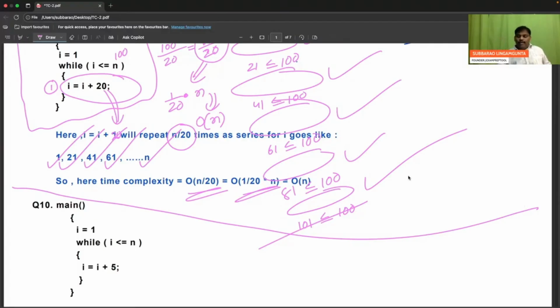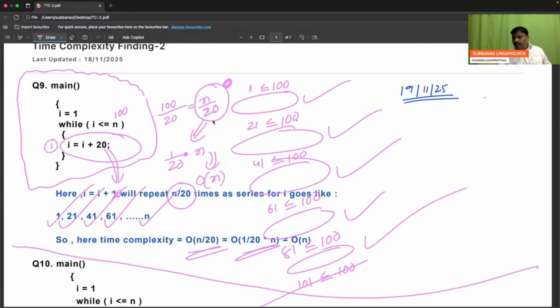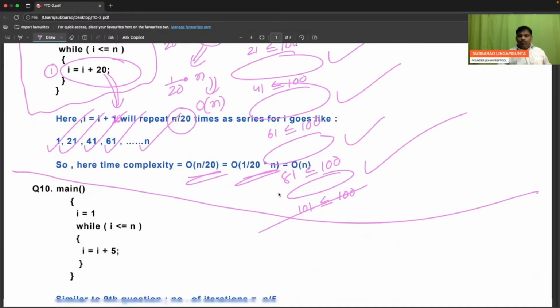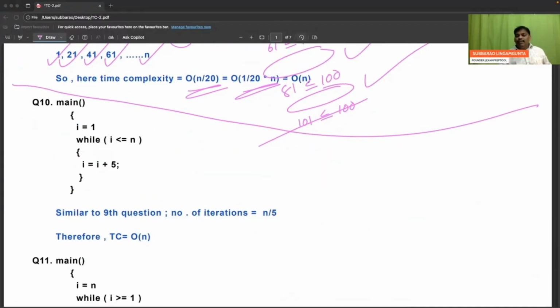Question number 9, answer is actually n by 20, which is nothing but big O of n. Try to understand. So question number 9 is over. If you don't have any doubt, please comment in the comment section, I don't have any doubt. This loop is running n by 20 times, which is nothing but big O of n, theta of n, omega of n, something like that.